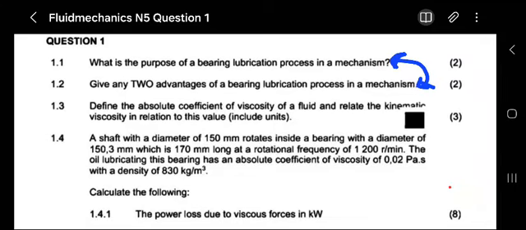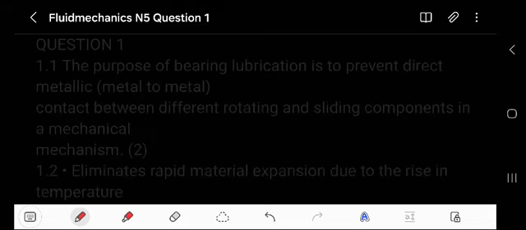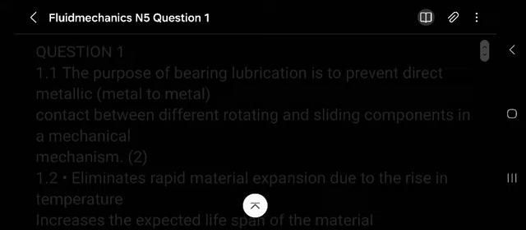Removing heat, dissipating friction heat, all those are typical things that you're supposed to write. But okay, it's fine. Nevertheless, let me just show you here. It's question 1.